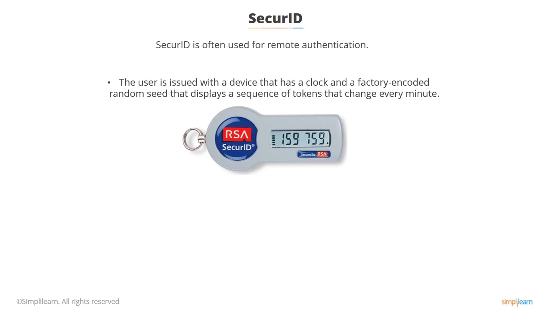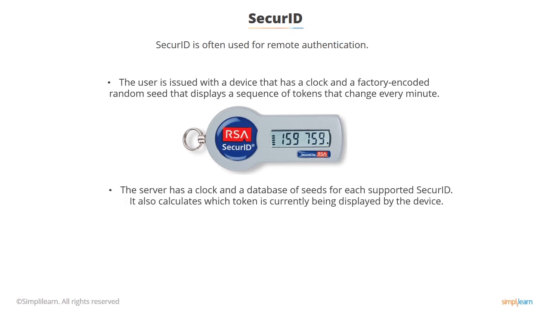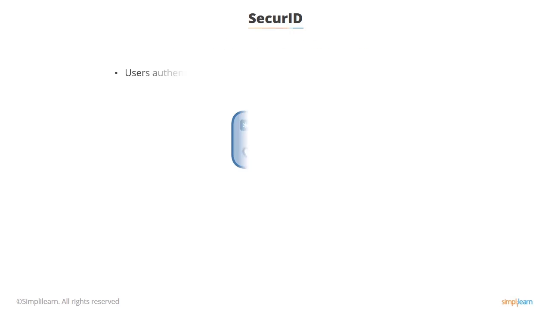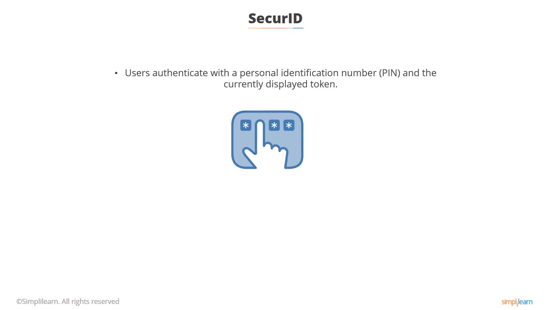The number is actually predictable if you know the algorithm and know the time. The server has a clock and a database for the seeds for each of the devices. So the server is able to calculate what value is being displayed on any particular device it supports at any one time. So what happens is the user typically authenticates themselves by entering some kind of personal identification number and the number that's currently displayed on the device.